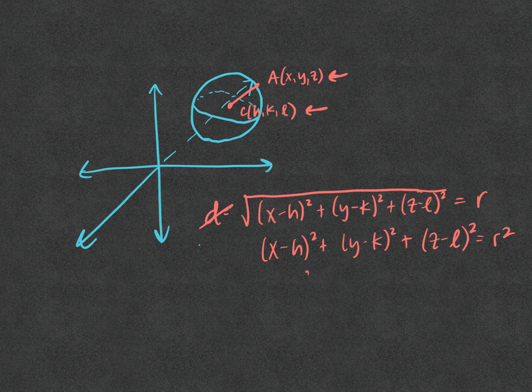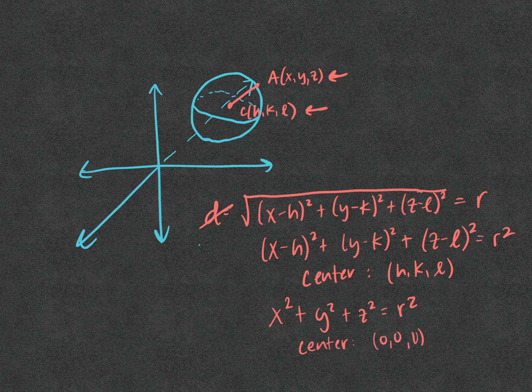When you do this, your center is at HKL, very similar to what you learned about circles. And then if you have x squared plus y squared plus z squared equals r squared, then your center is at the origin, which is 0, 0, 0. In both cases, your radius is r.